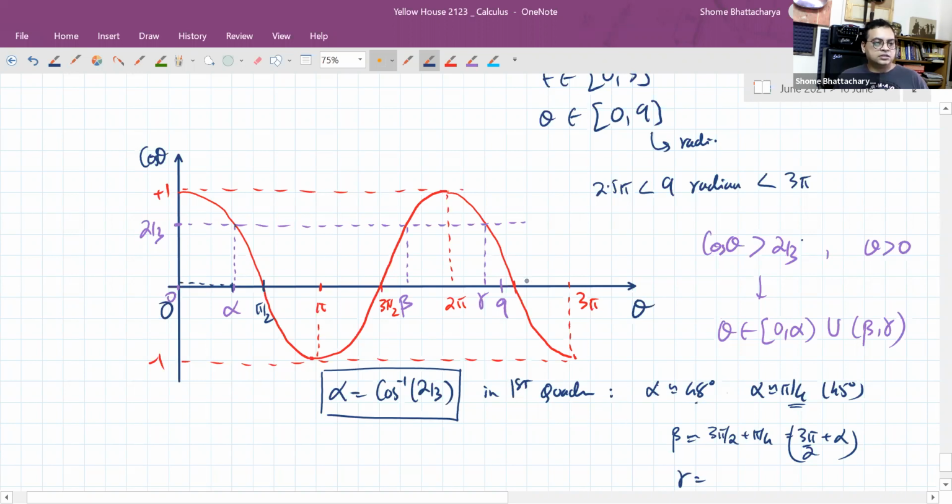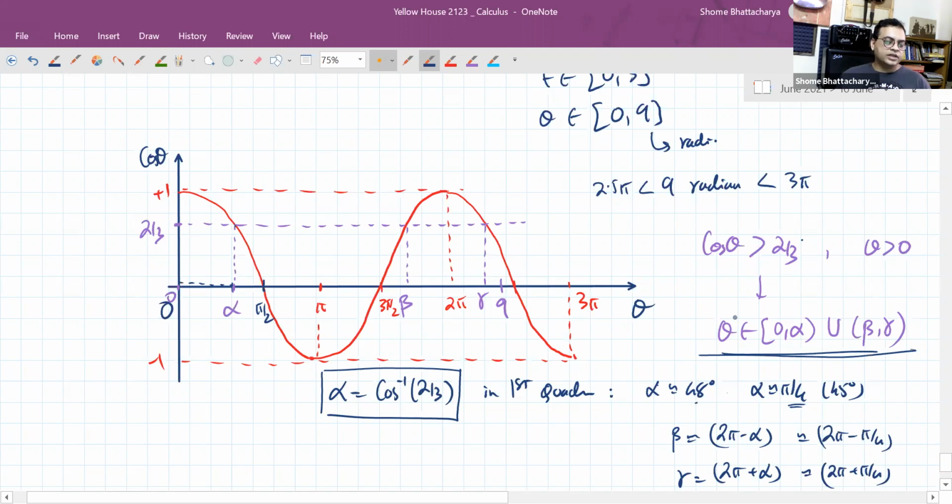And similarly, gamma would be, now this point is, no, wait a minute. This is alpha, no? So it should be 2 pi minus, okay, sorry. It's not this. This is 2 pi minus alpha. Okay. So it is nearly 2 pi minus pi by 4. That right. And similarly, gamma, this would be 2 pi plus alpha. So now these are the values of theta, and you have to just replace theta with 3t. So from that you will get the values of t. You understanding?